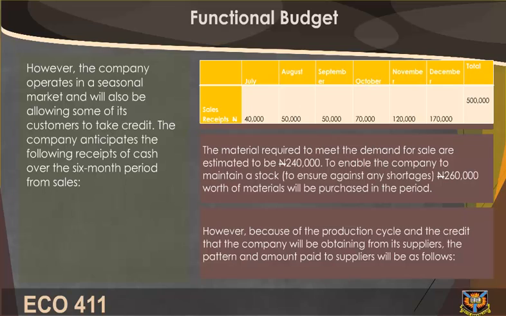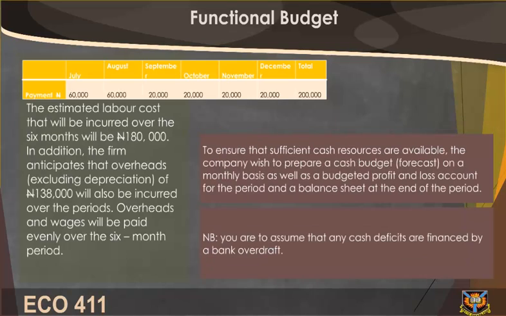However, because of the production cycle and the credit that the company will be obtaining from its suppliers, the pattern and amount paid to suppliers will be as follows. The estimated labor cost that will be incurred over the 6 months will be 180,000 naira. In addition, the firm anticipates that overhead, excluding depreciation, of 138,000 will also be incurred over the period. Overheads and wages will be paid evenly over the 6-month period.